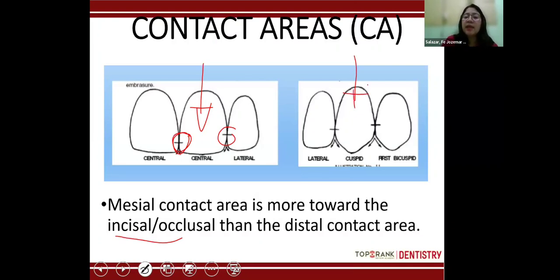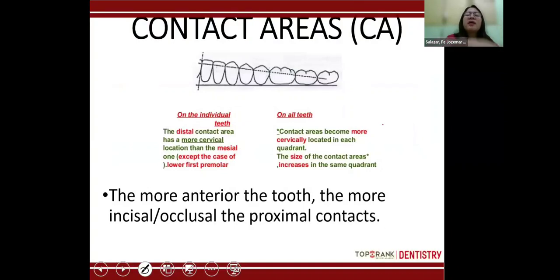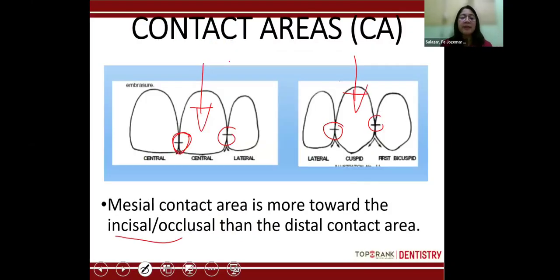O ito, di ba? Canine, mesial contact area, distal contact area. And when you are looking at two teeth, posterior, one anterior and one more posterior, the more anterior the tooth, the more incisal or occlusal the contact areas are. Okay? So those are the generalizations. Now, alam niyo na yung general rule. Lahat ng ngipin will follow this.